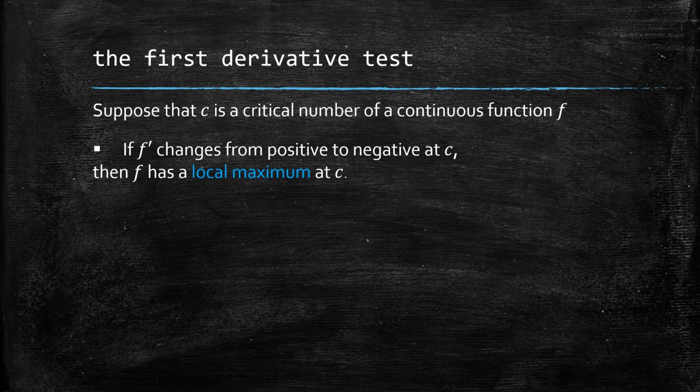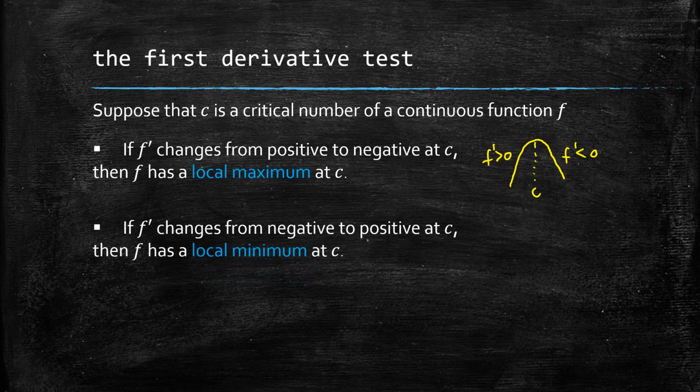So let's look at this. If f prime changes from positive to negative at c, then f has a local max at c. How could that happen? f prime is positive to the left of c, and then f prime becomes negative to the right, so the function goes from increasing to decreasing, and we know that f has a local max at c.